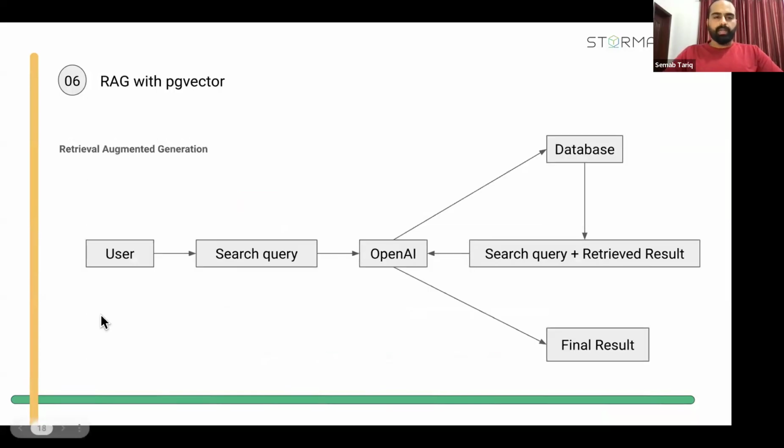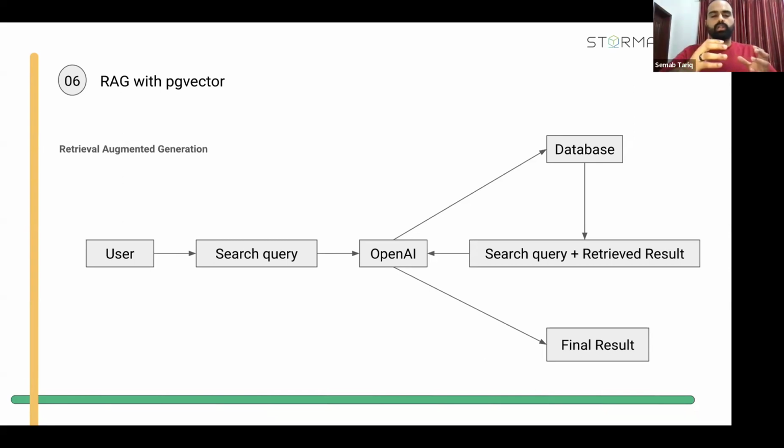Okay, RAG. This is a concept that we use to perform similarity searches, and it enhances our ability to perform similarity searches. So let's try to understand RAG from this example.